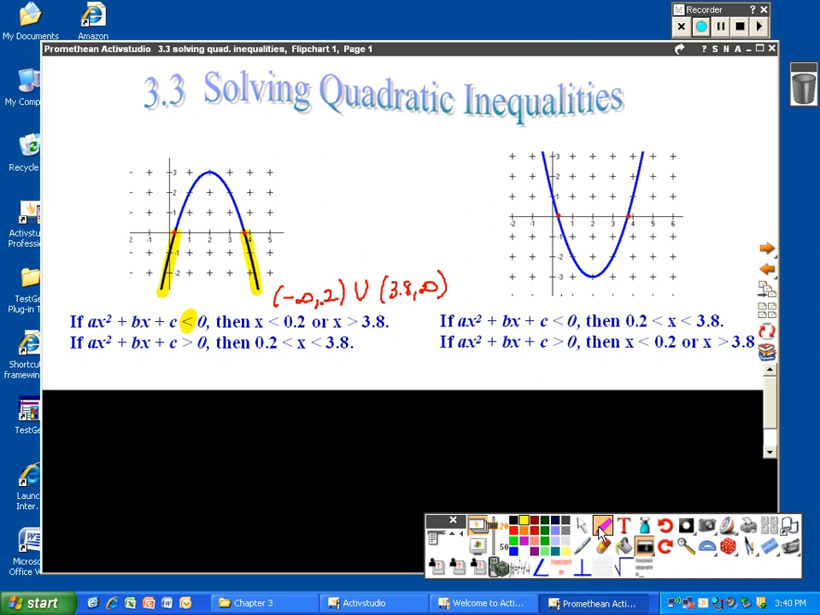This also asks, well, where is the function greater than 0? Greater than 0 means above y equals 0. So here's where the graph goes above y equals 0. As we notice, that happens from 0.2 through 3.8. All of these values go above 0. So in interval notation, it would be 0.2, 3.8.